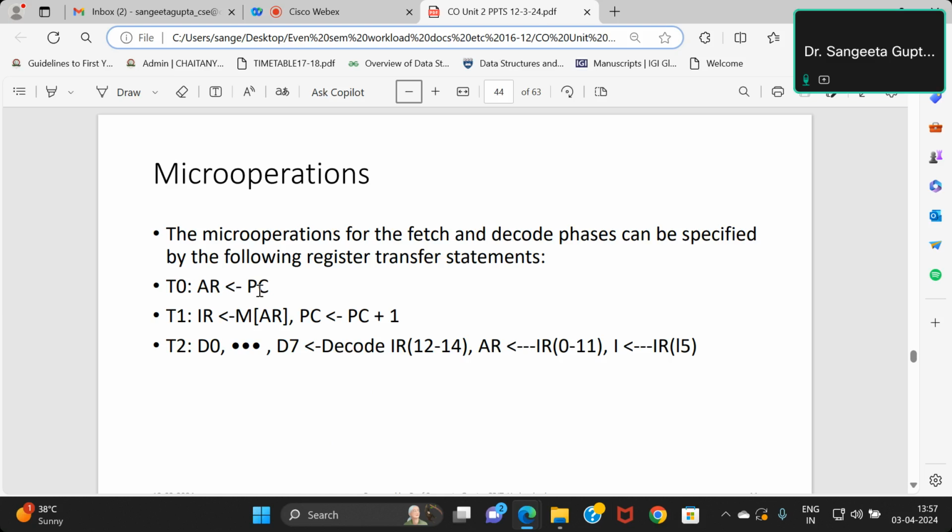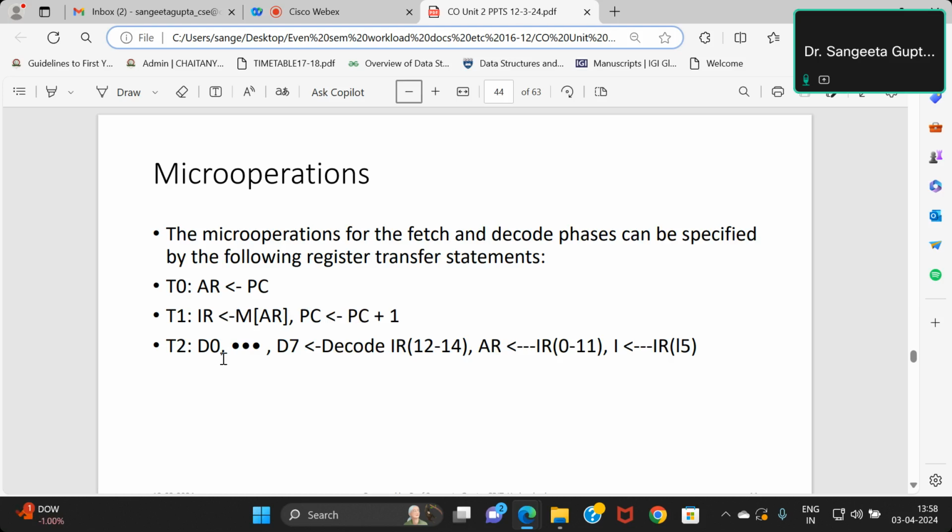Now, during the fetch phase, at time T1, that is during the next clock transition, the memory word which is present at the address register is fetched into the instruction register. So the currently executing instruction will be brought into the instruction register. At the same time, the program counter will be incremented so that it can point to the next instruction that has to be executed. Once our instruction is readily available, we go with the decode operation, which takes place during the timing signal T2.